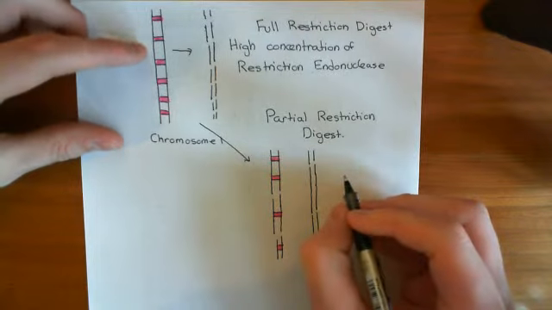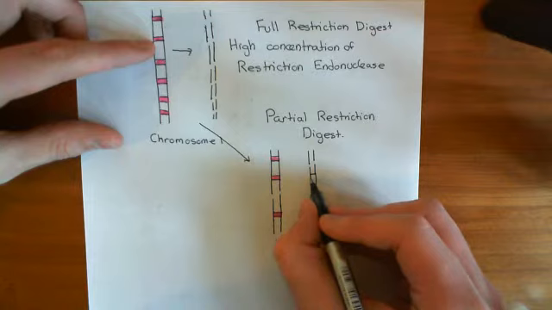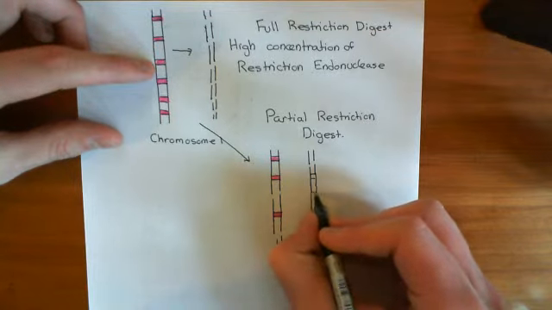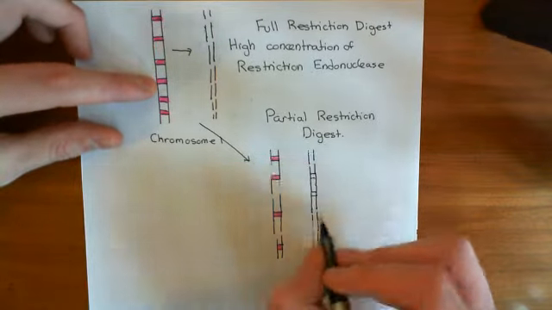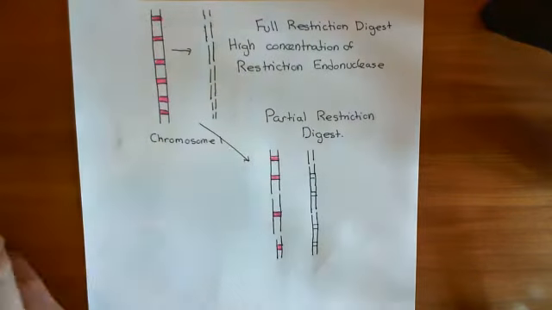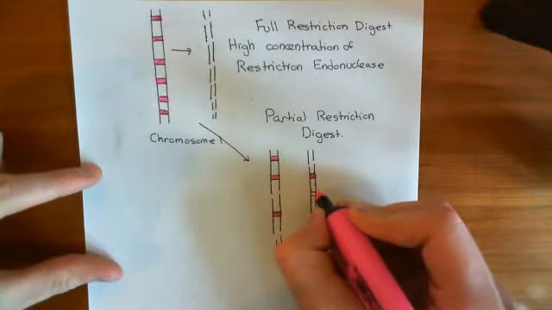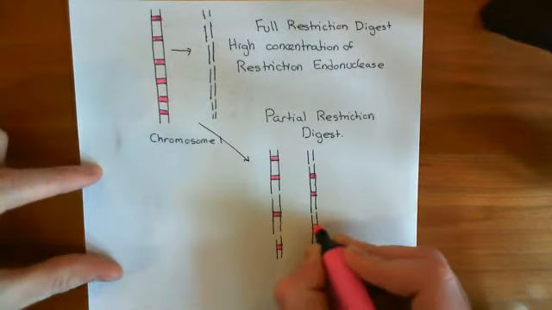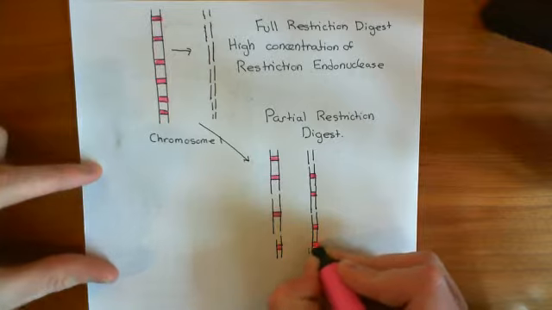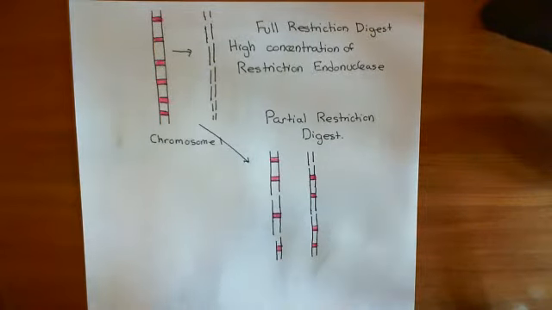So which ones weren't cut? This one wasn't cut here, so that should be there. Okay, this one wasn't cut, so that should be there. This one was cut, and then these two weren't cut here. Okay, so let me colour those in. Right, so why does this help you? Because what you can now do is sequence all of these fragments, basically.